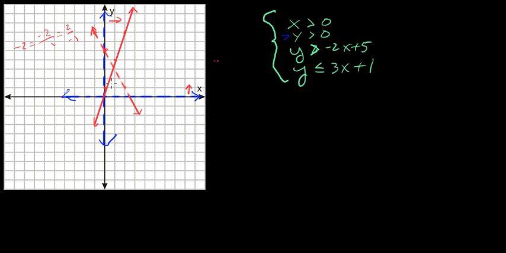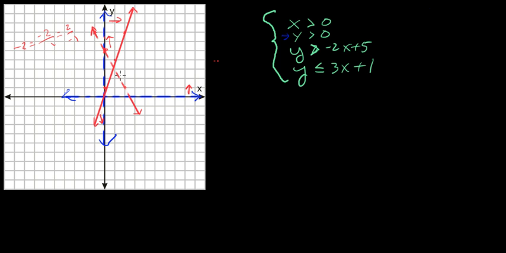Now, look where this line crosses the y-axis. This is the line of y is less than or equal to 3x plus 1. Less than or equal to means I shade downward from this solid line, all along there, below that line. This other line says y is greater than negative 2x plus 5, so I'm going to shade above this line.